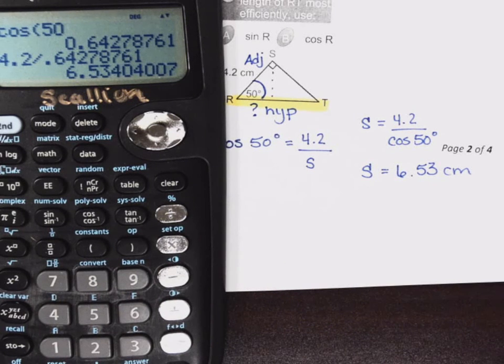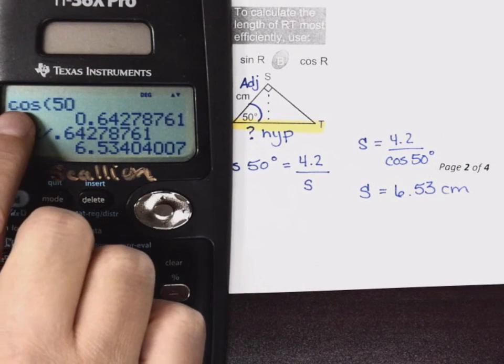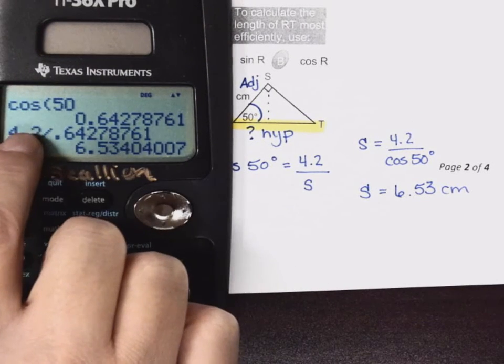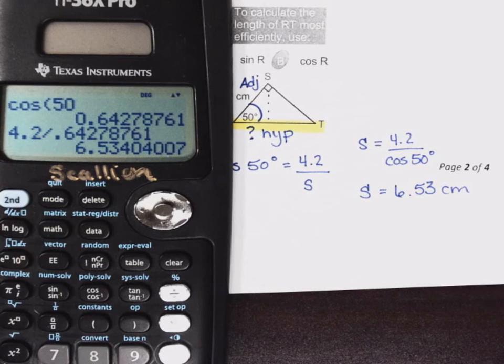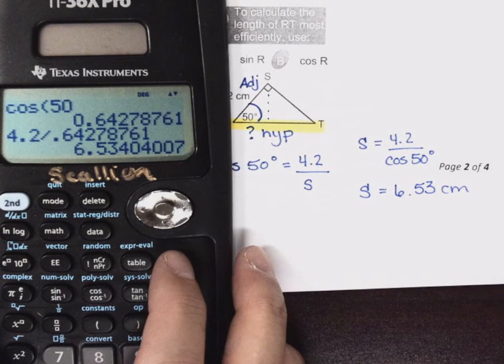What do you mean? What did you do? You don't have to use code? I did cos of 50 as its own line. Oh, okay. And then I just put it into 4.2 divided by that. Oh, okay.